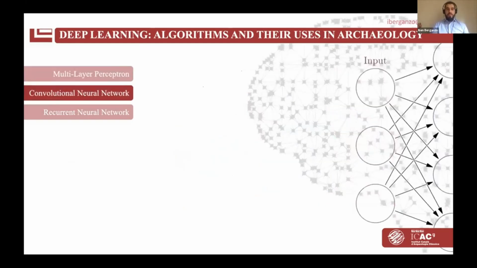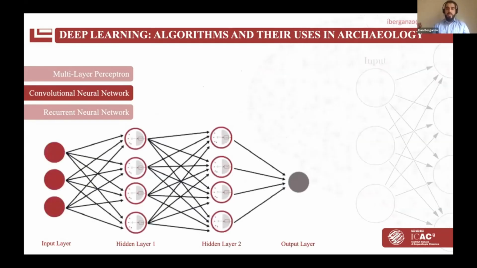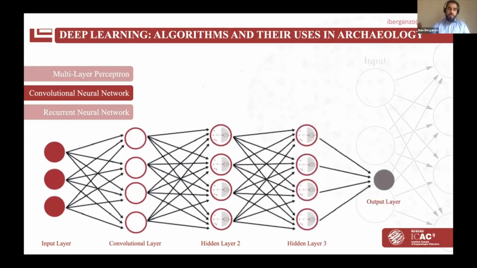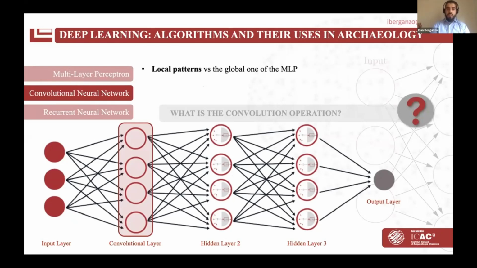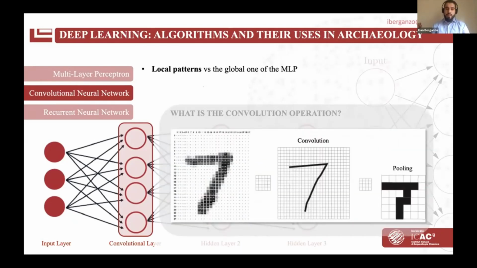The next algorithm is the convolutional neural network. What is the difference between the convolutional one and the multi-layer perceptron? The only difference is that at the beginning we have a convolutional layer. This layer allows us to detect local patterns versus global ones. And how does the convolution work? As you see here, we have 3 images. The first one is our input data, that is a 7, and the convolution looks for the local pattern, the borders of objects, or the most significant information.